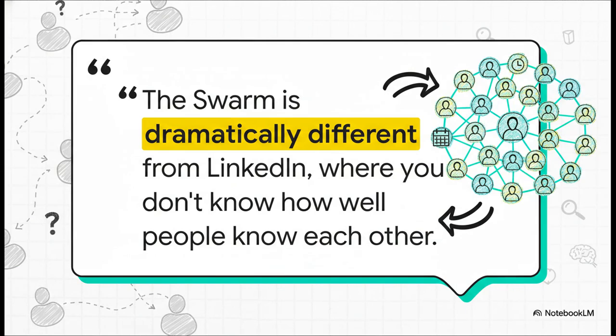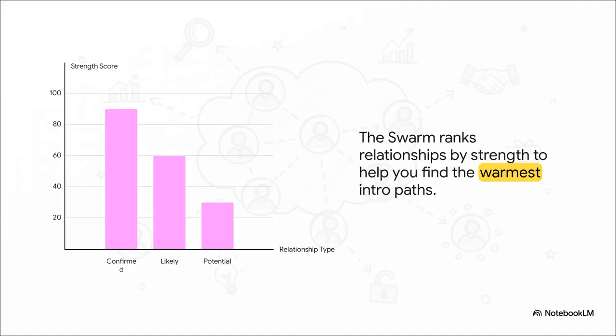And this quote just hits the nail on the head. Unlike those vague LinkedIn connections, the Swarm is actually mapping relationships based on shared, verifiable history. And that gives you a much, much better signal of how well two people might actually know each other. So, what's so cool about this is how the Swarm shows you that signal. It's not just a yes or a no, it's a spectrum. It actually scores the relationships as confirmed, likely, or potential. So you can immediately see where the warmest paths are and where you should focus your energy.